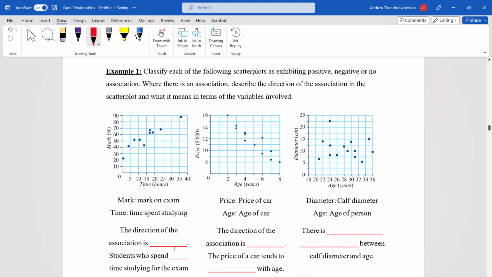Okay, let's look at some examples. So classify each of the following as positive, negative, or no association. This one here, we can see that the direction of the association is positive. So how do we make sense of this in terms of what the actual variables are? So students who spend more time on the exam tend to get higher marks. Okay, so as this goes up, this also goes up.